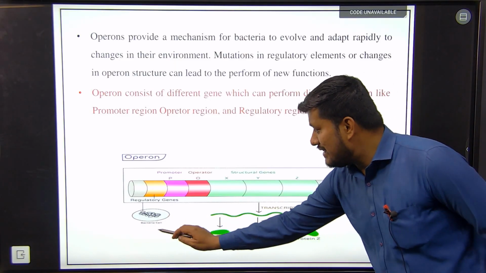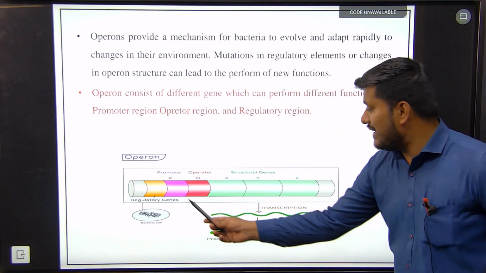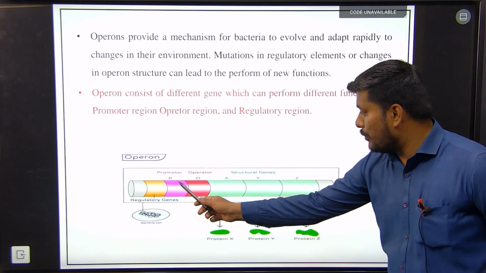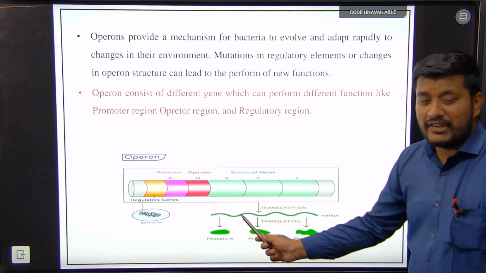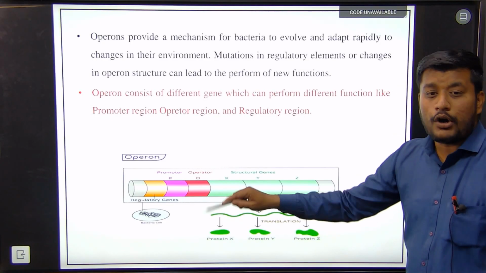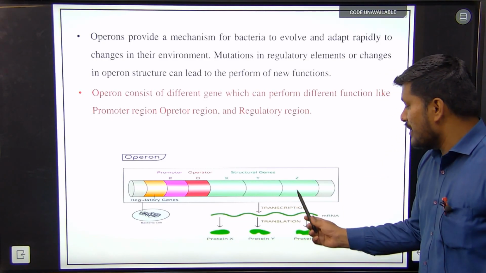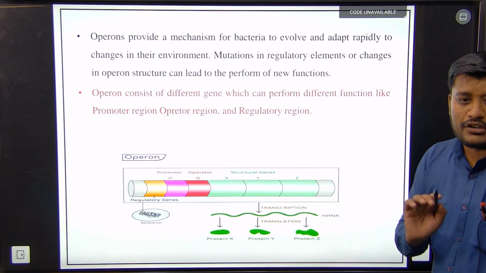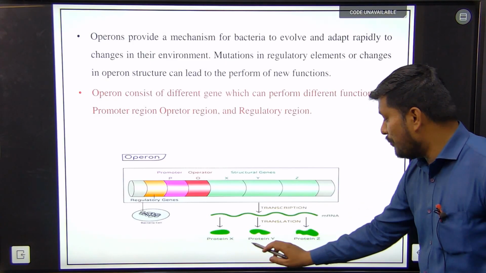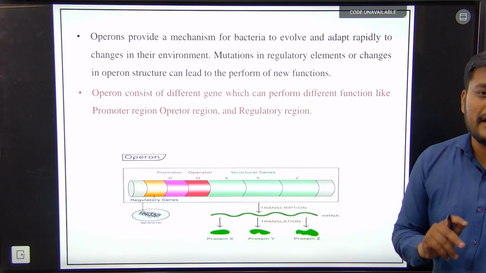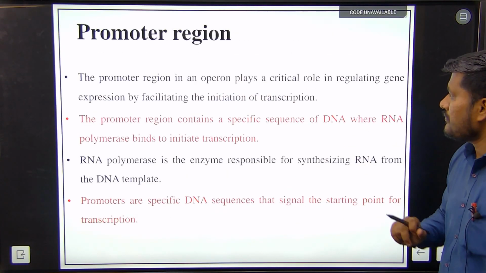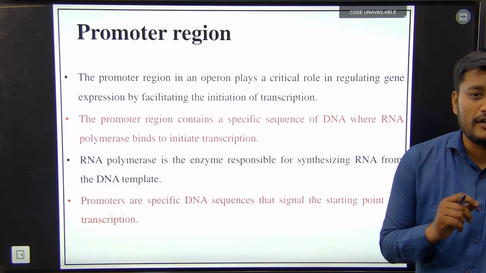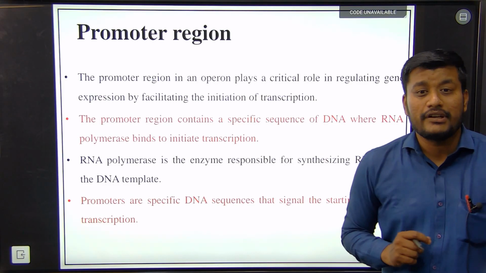This is the bacterial cell. In that bacterial cell there is a double stranded DNA which can contain the promoter region which can promote the function, operator region which can operate the function, and structural genes which can do the transcription and form mRNA. After the formation of mRNA there is a formation of bacterial important protein with the help of operon. So first we have to see the first region of the operon. This is called the promoter region.